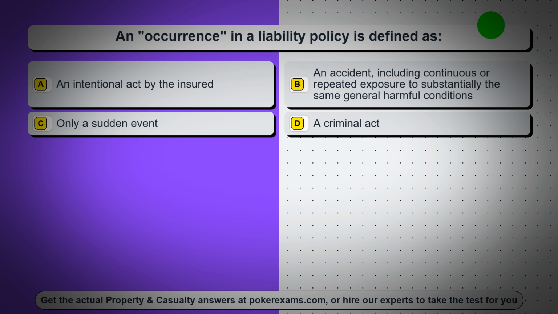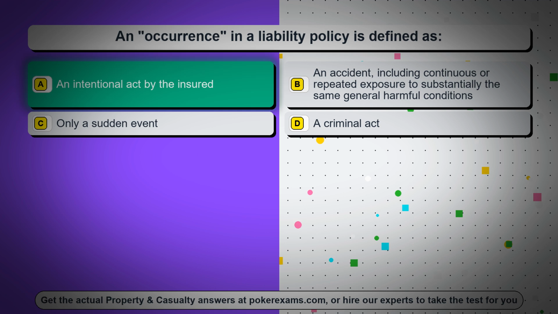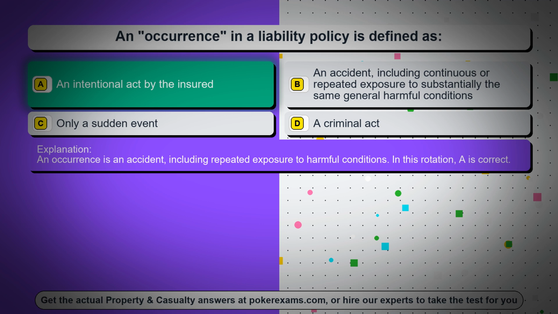Question 74. An occurrence in a liability policy is defined as, option A, an intentional act by the insured, option B, an accident, including continuous or repeated exposure to substantially the same general harmful conditions, option C, only a sudden event, option D, a criminal act. The correct answer is option A, an intentional act by the insured. An occurrence is an accident, including repeated exposure to harmful conditions. In this rotation, A is correct.